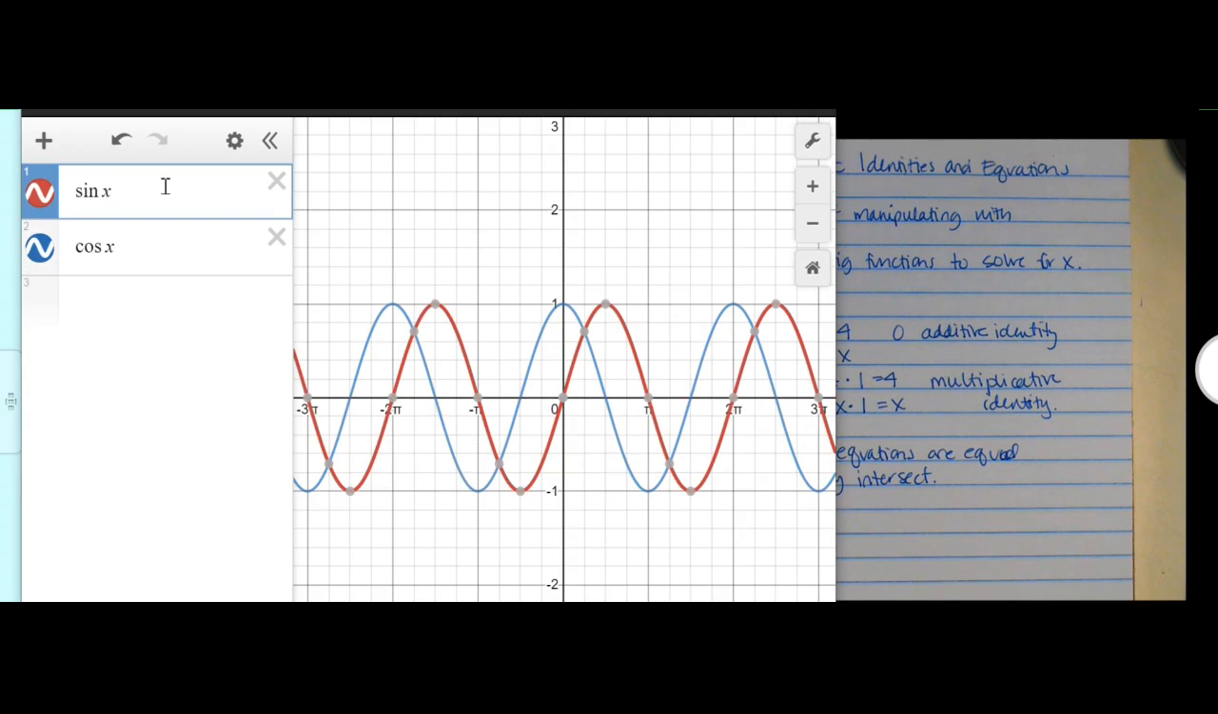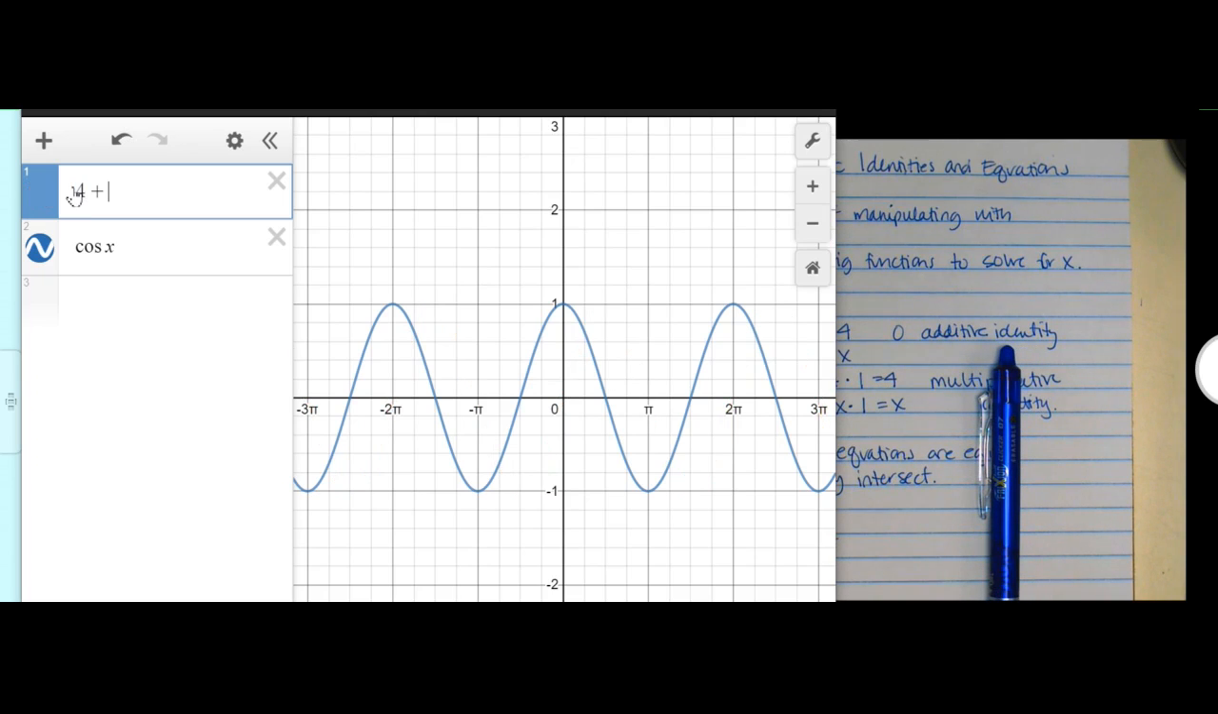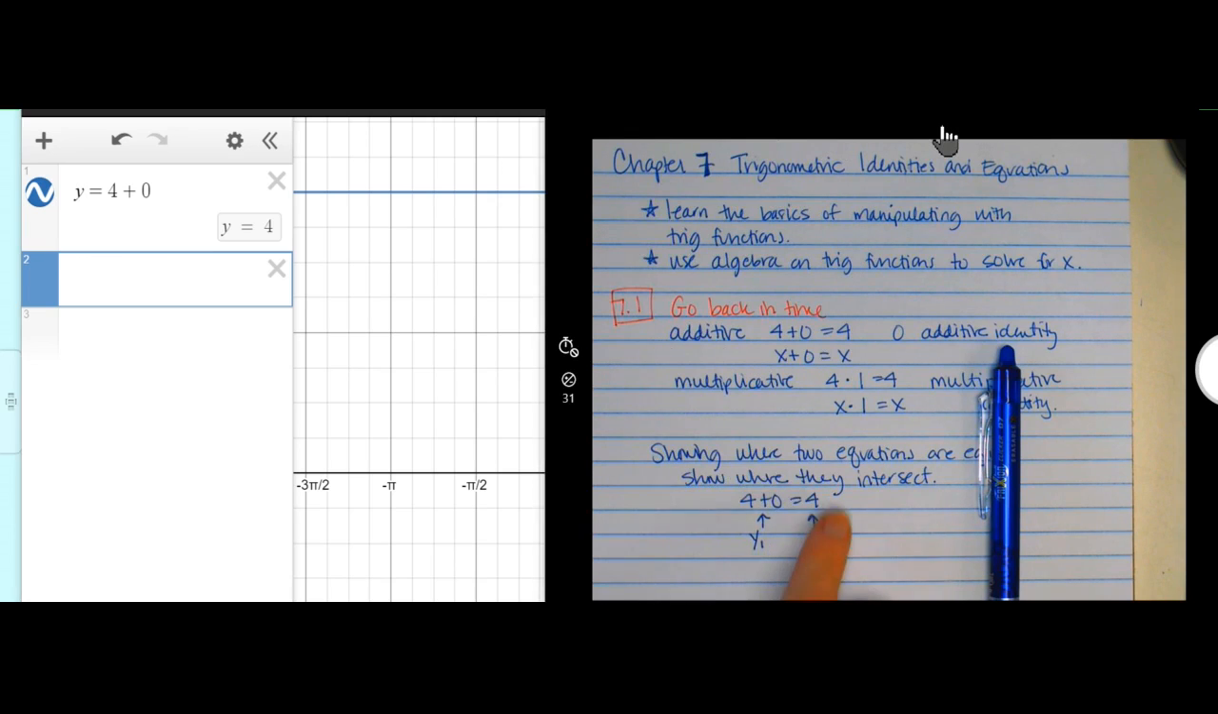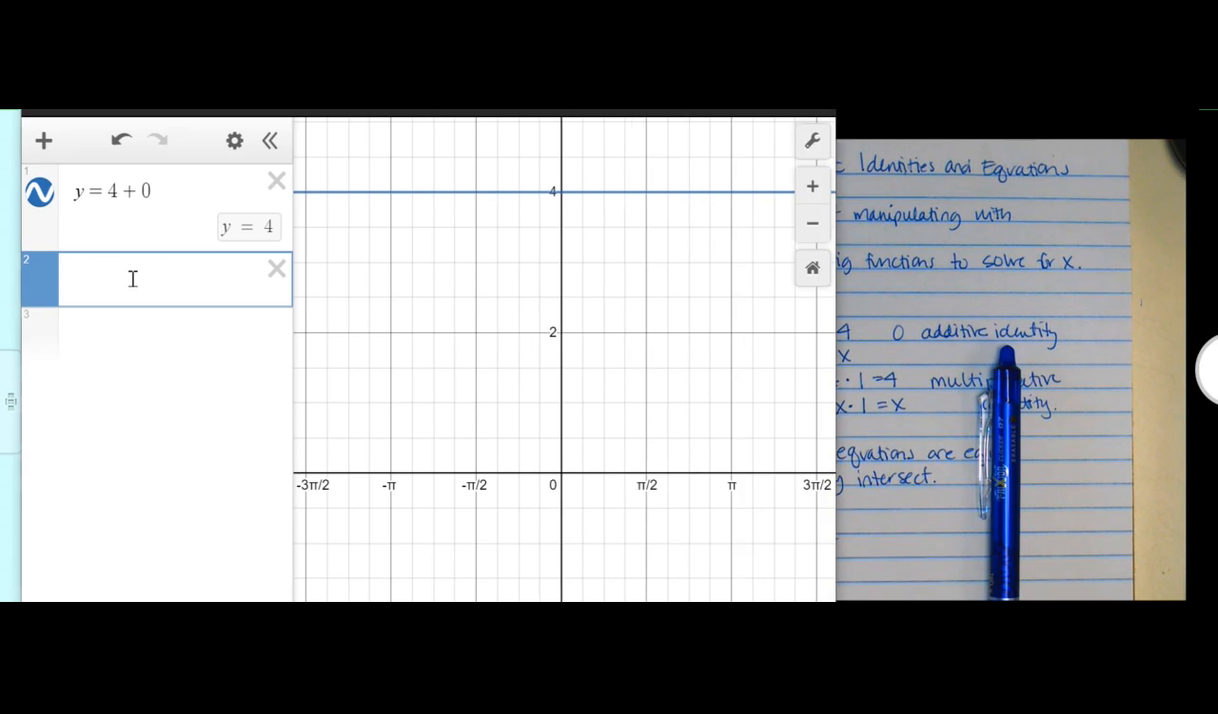Well, what happens if I go back to my identities that are right here? What if I'm trying to say, I don't want to see where the equations are equal at points. I want to see where, if I graph 4 plus 0 equals 4, what if I call this y1 and this y2? I want to see where those are the same. So if I graph 4 plus 0, there we go. And then for my second equation, my y2, if I graph y equals 4, then they're the same line.